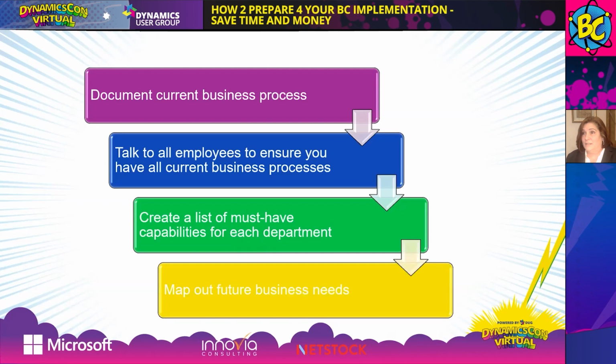Map out future business needs. The last thing is think outside the box. Think of tomorrow. Think of next year. Think of 5 years. What's coming down the path? Map out those needs and the things that your company is thinking about that you are going to want to do down the road. Get those on your process mapping, write them out, bring them to your partner.